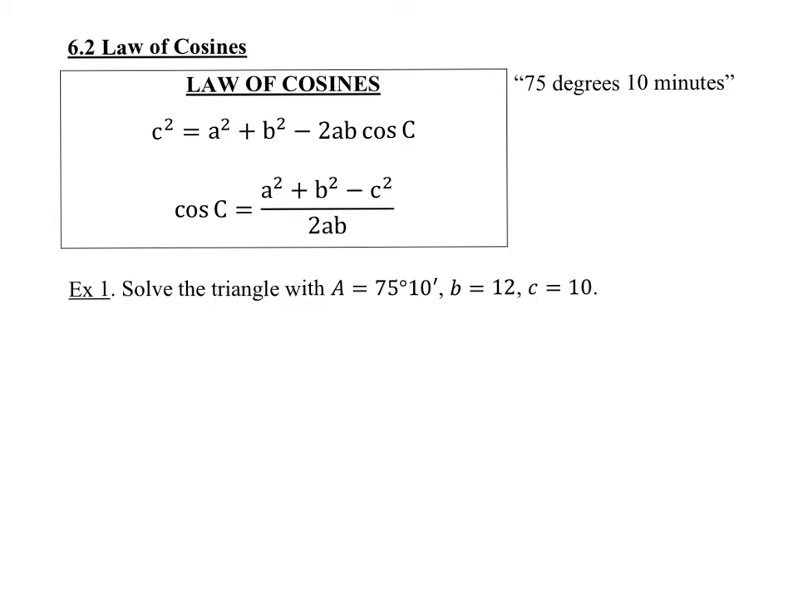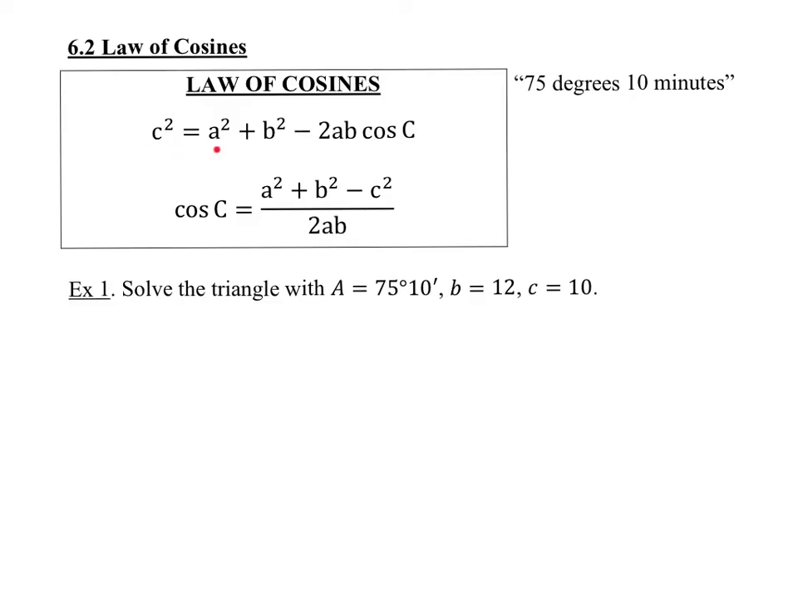Section 6.2 is on the law of cosines. The law of cosines is derived using the Pythagorean theorem, which is why it has all these squareds in it. It's used to find the missing sides or angles of a non-right triangle, although it can be used for a right triangle, when the law of sines doesn't work.